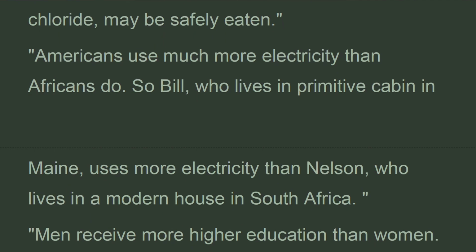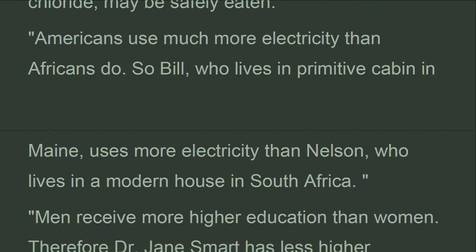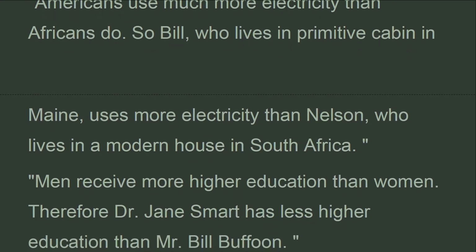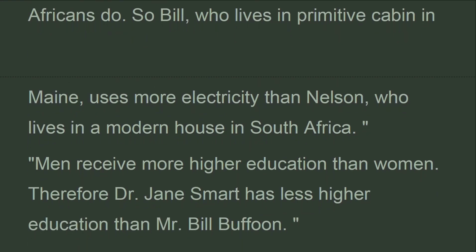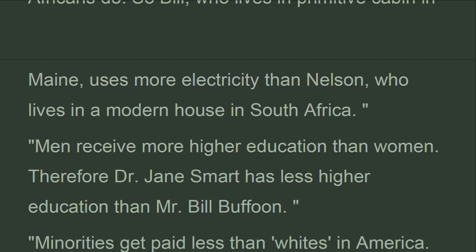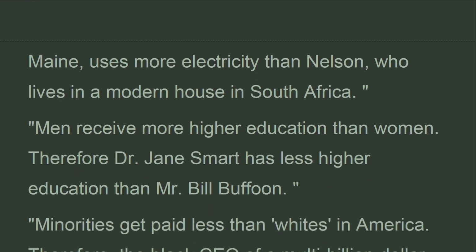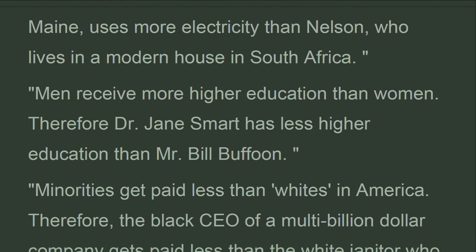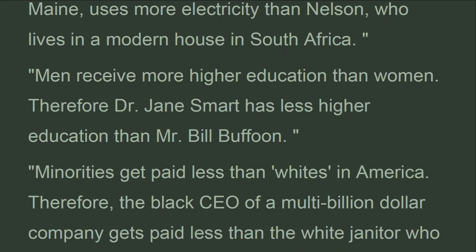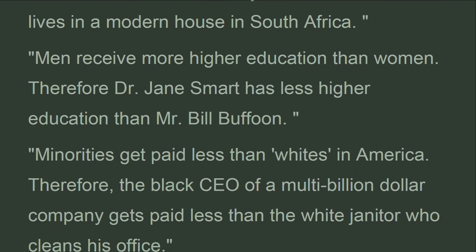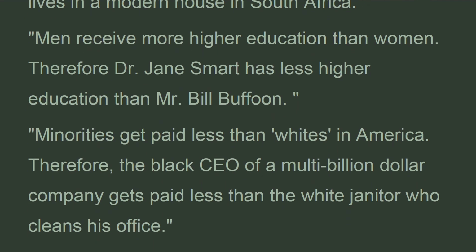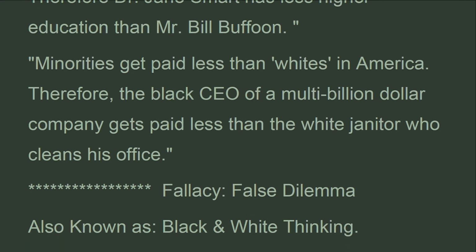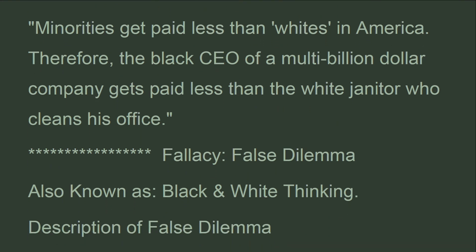Americans use much more electricity than Africans do. So Bill, who lives in a primitive cabin in Maine, uses more electricity than Nelson, who lives in a modern house in South Africa. Men receive more higher education than women. Therefore Jane Smart has less higher education than Mr. Bill Buffoon. Minorities get paid less than whites in America. Therefore, the black CEO of a multi-billion-dollar company gets paid less than the white janitor who cleans his office.